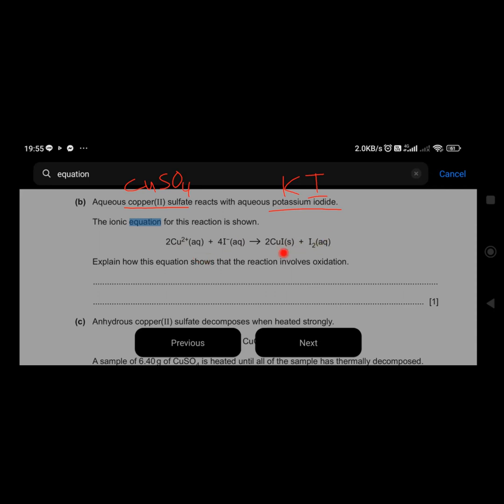The question was why or how this reaction involves oxidation? Who has oxidized actually? You need to identify that first. Copper 2 plus ions have become copper. What has it become?